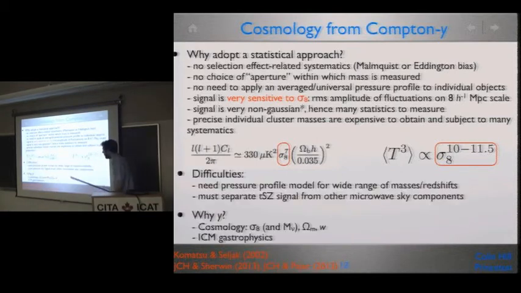All right. So I think I've said these things. Theoretically, we need to understand the pressure profile, so the ICM gastrophysics. Observationally, we have to separate out the TSZ signal. And then why measure Compton-y? Well, we're going to learn sigma 8, potentially omega matter, and then the gastrophysics of the ICM.